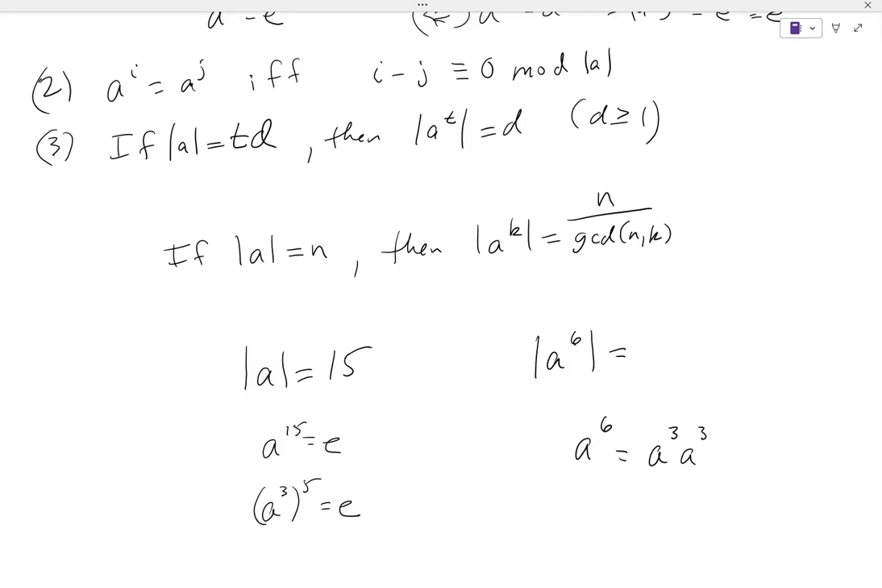So notice that the order here will be 15 divided by that GCD, which is 6. The GCD of 6 and 15 is 3, isn't it? It has a 3. I don't need the 3 anymore when I do my powers, but it doesn't have a 5 in it. So I definitely need a 5 in my power to get back to the identity. Okay.